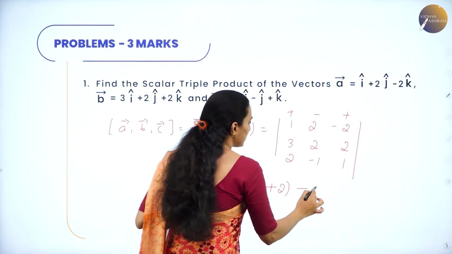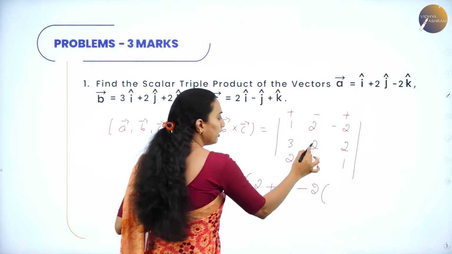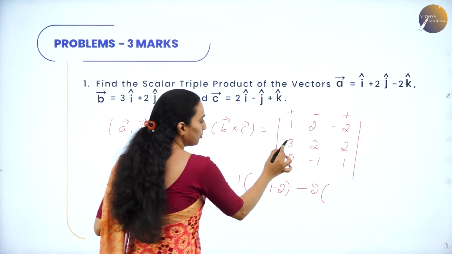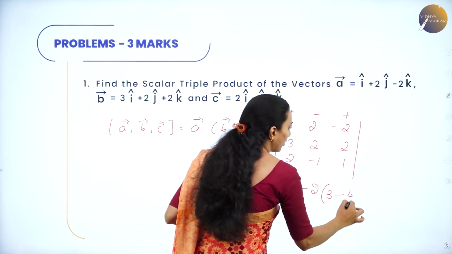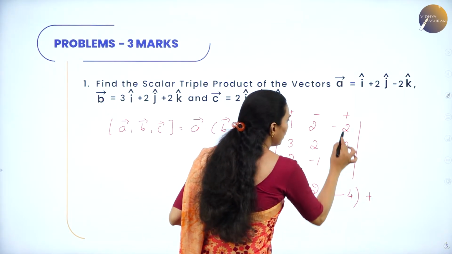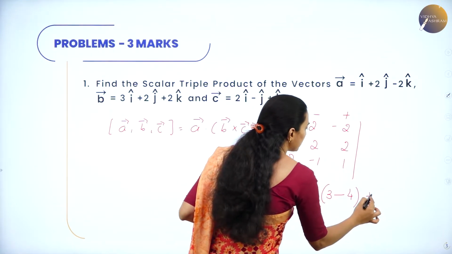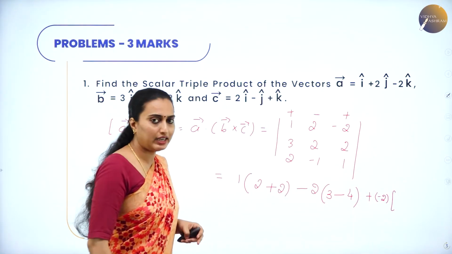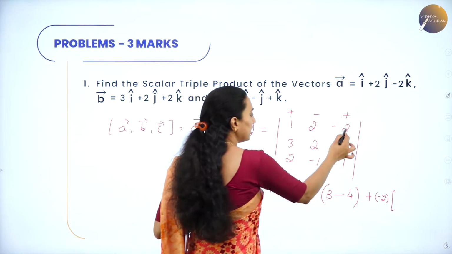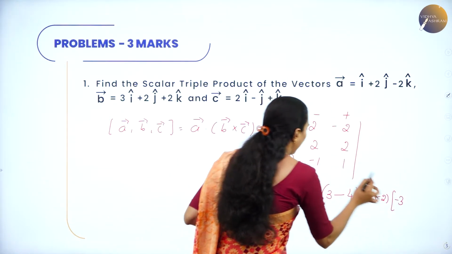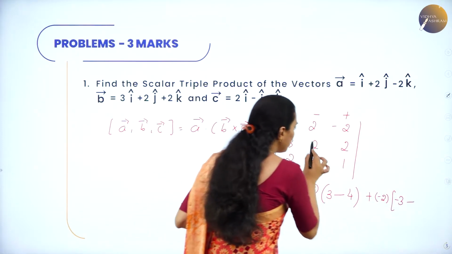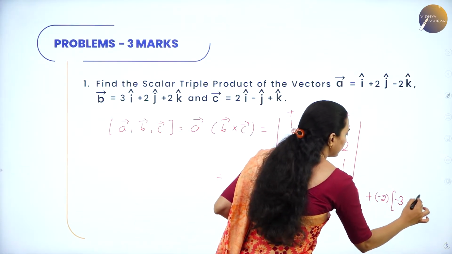Similarly, minus 2 into, you are going to leave the second column and the first row. 3 into 1 is 3, minus 2 2s are 4, again plus you are going to take minus 2, plus into minus is minus. If you want, you can write it later. Now here, leaving the third column in the first row, 3 into minus 1 is minus 3, and then minus 2 2s are 4. Correct?